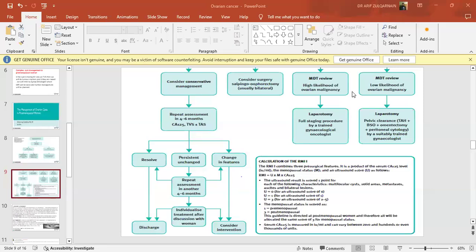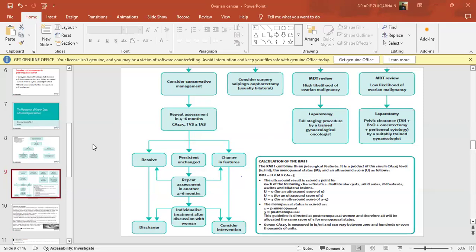If she is at high likelihood of ovarian malignancy, then laparotomy will be done, a full staging procedure by a trained gynecological oncologist. Okay. But if there is a low likelihood of ovarian malignancy, then laparotomy will be done, in which pelvic clearance will be done. That will include total abdominal hysterectomy along with bilateral salpingo-oophorectomy, omentectomy, along with peritoneal cytology by a suitably trained gynecologist. Okay. Here the gynecologist can do the surgery. But if there is a high likelihood of ovarian malignancy, the surgery will be done in a specialized center by a gynecological oncologist. Okay. So in this way, we will manage the cyst in the postmenopausal woman.